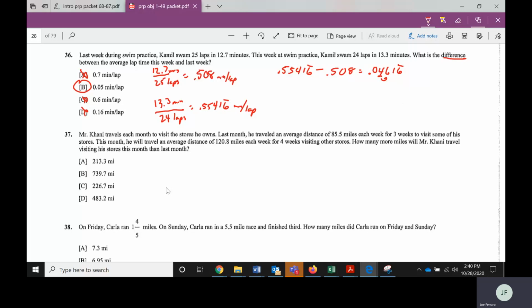They're going to travel each month to visit the stores he owns. Last month, he traveled an average distance of 85.5 miles each week for 3 weeks. This month, he will travel an average distance of 120.8 miles each week for 4 weeks, visiting other stores. How many more miles will he travel visiting his stores this month than last month? So how many more means we got to take what he travels this month and minus last month.